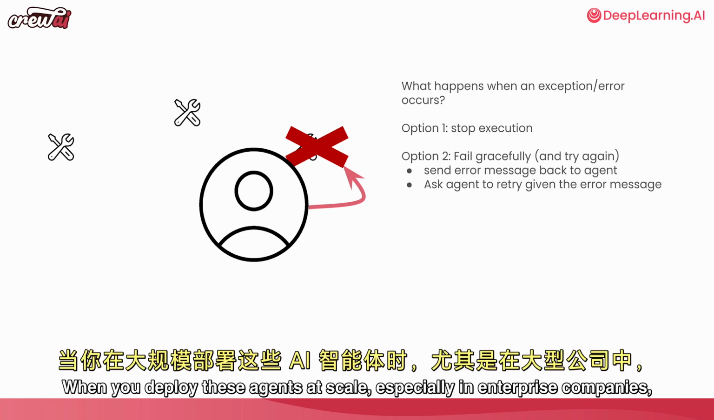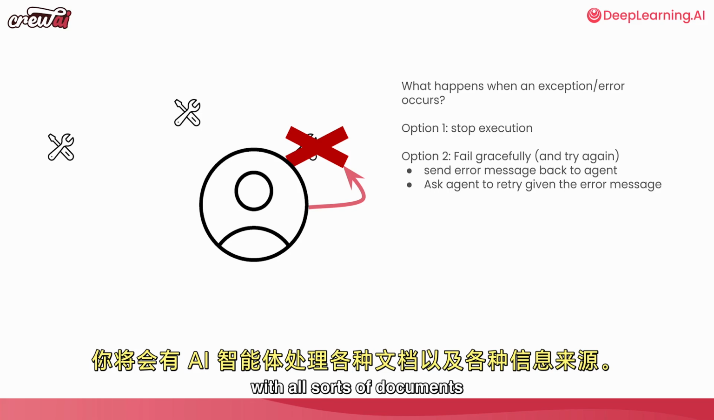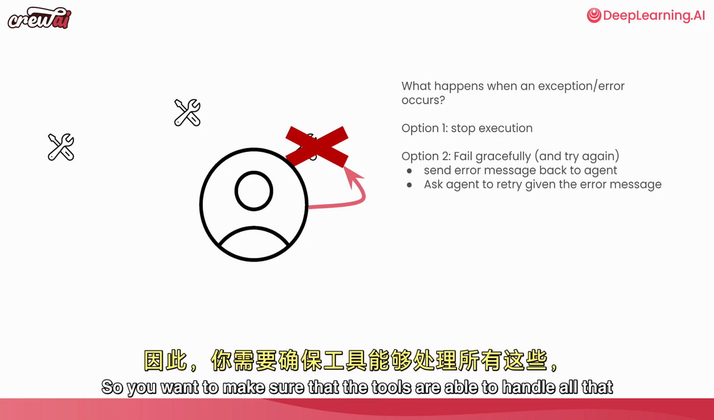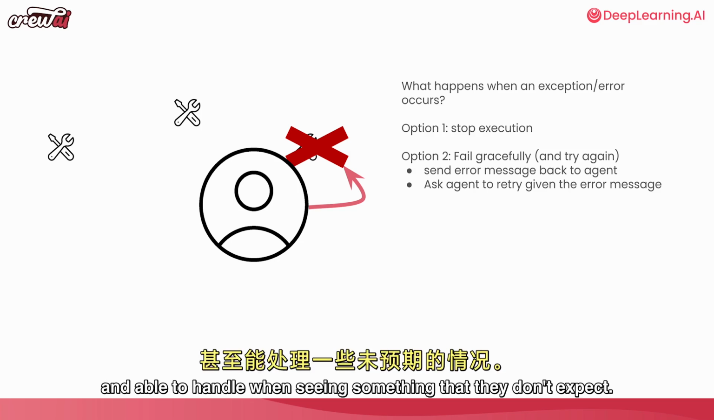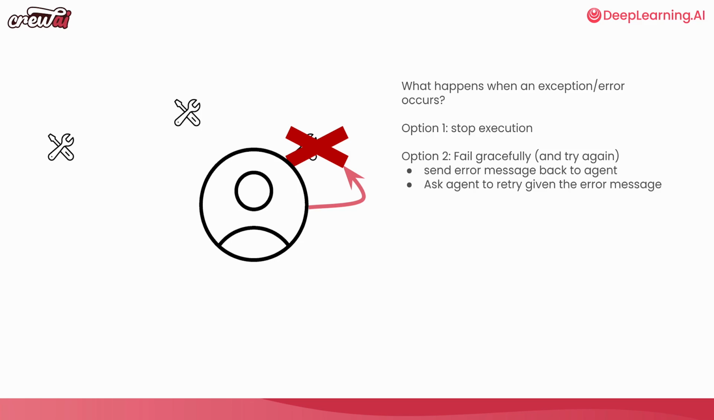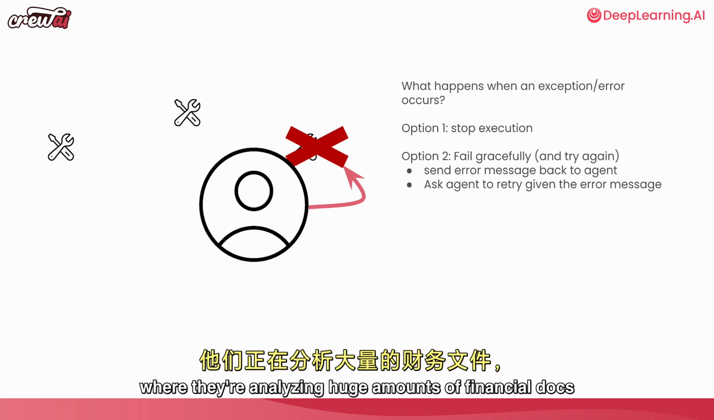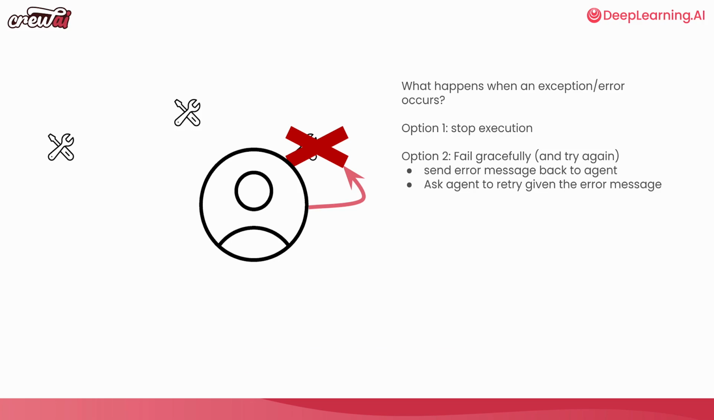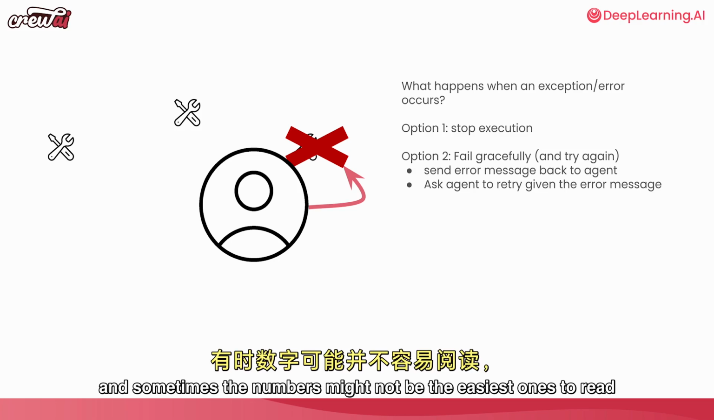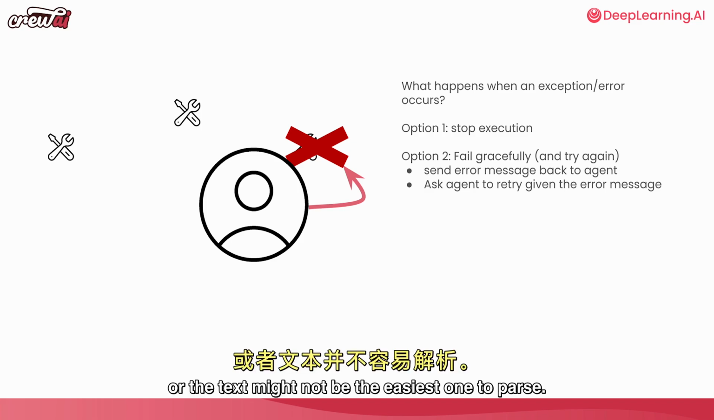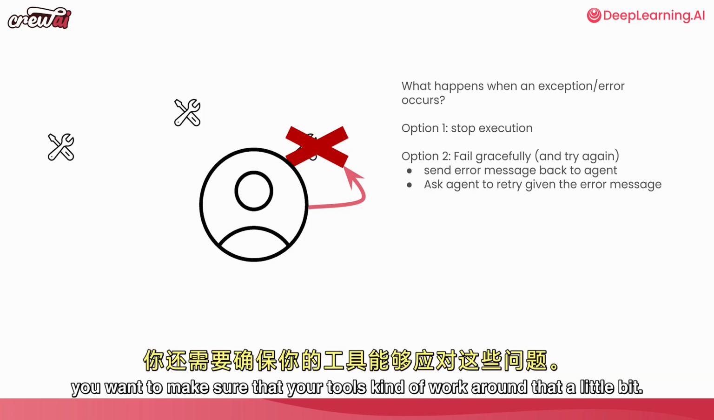When you deploy these agents at scale, especially in enterprise companies, you're going to have agents dealing with all sorts of documents and all sorts of sources for files and information. So you want to make sure that the tools are able to handle all that, and able to handle seeing something that they don't expect. We have actually seen this in some of our biggest users, where they're analyzing huge amounts of financial documents, and sometimes the numbers might not be the easiest ones to read, or the text might not be the easiest to parse. That said, you want to make sure that your tools kind of work around that a little bit.